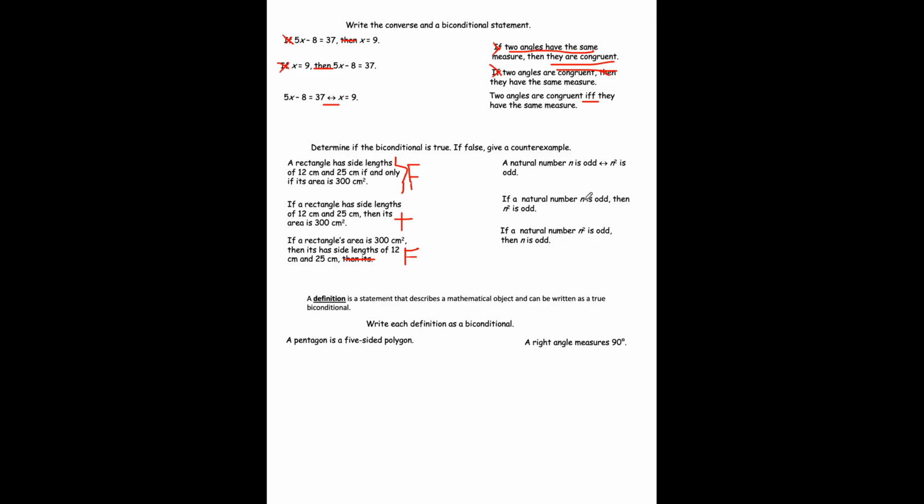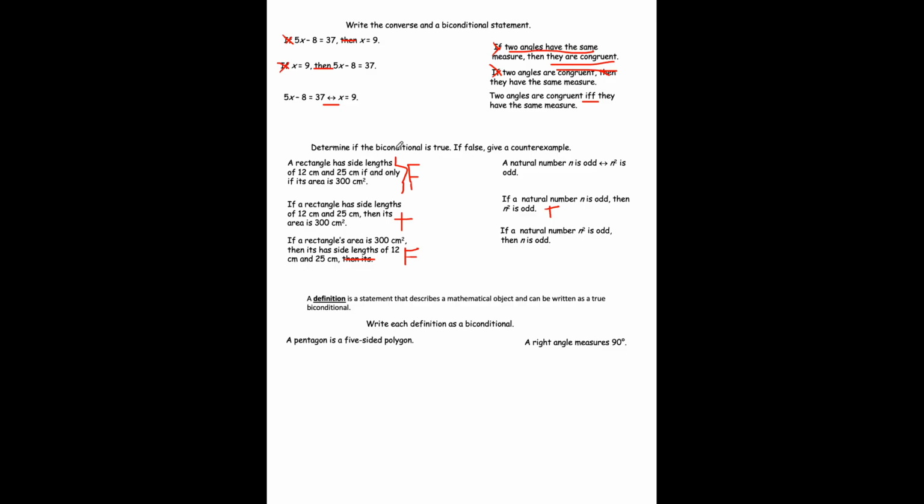So an odd natural number could be 3. Well, if we square 3, is that odd? 3 squared is 9. The next odd number I think of is 5. When we square 5, we get 25. That's also odd. Is there a situation where we square an odd number and we don't get an odd result? In every case, that seems to be true. This is a true statement.